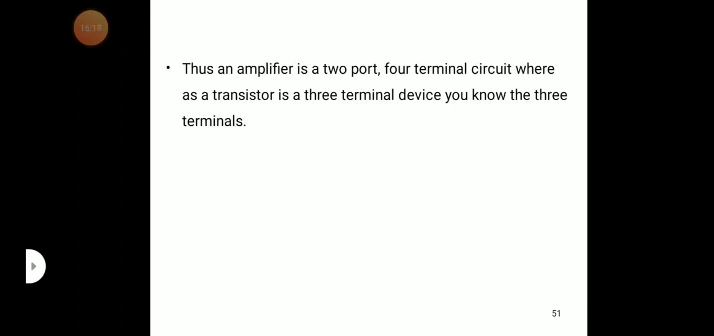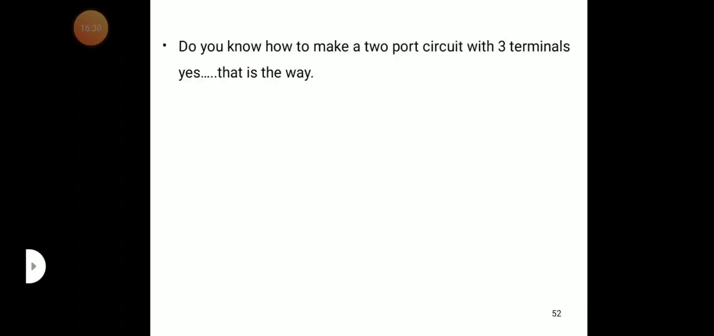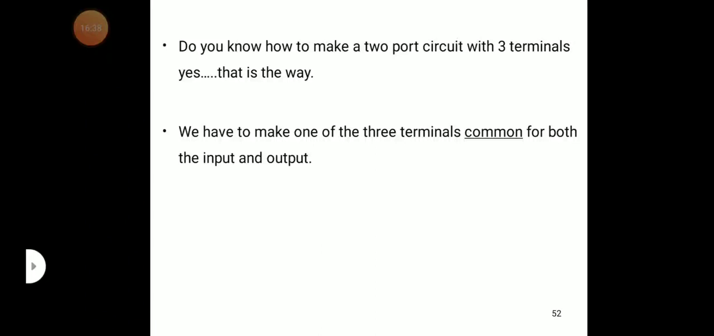Thus, an amplifier is a 2-port 4-terminal circuit, whereas a transistor is a 3-terminal device. You know the 3 terminals: emitter, base and collector. So do you know how to make a 2-port circuit with 3 terminals? That is the way: we have to make one of the 3 terminals common for both the input and output. This common terminal is normally grounded.